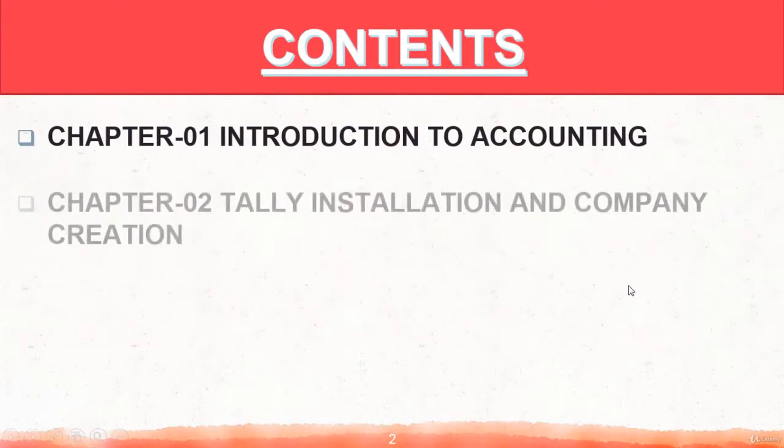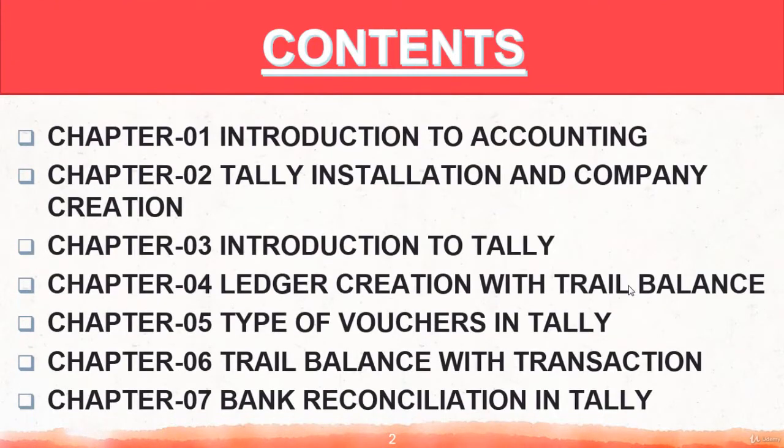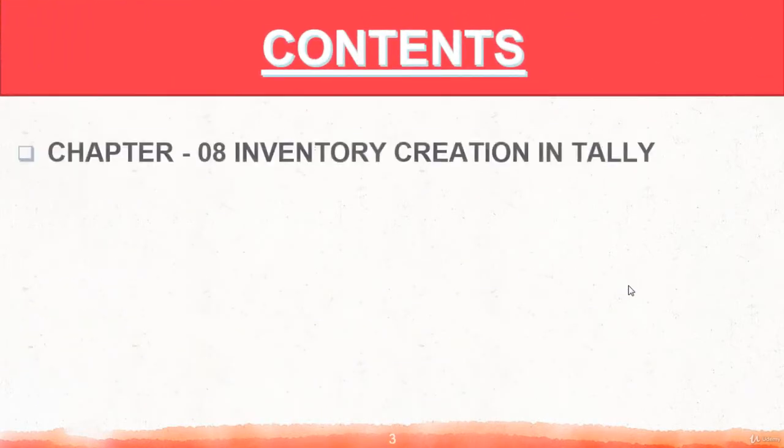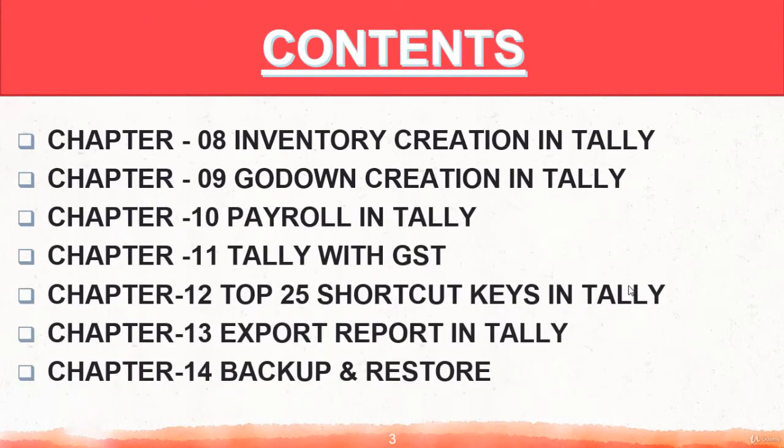The course covers 14 chapters. Chapter 1 is Introduction to Accounting. Chapter 2, Tally Installation and Company Creation. Chapter 3 is Introduction to Tally, and Chapter 4, Ledger Creation with the Trial Balance. Chapter 5, Types of Vouchers in Tally. Chapter 6, Trial Balance with Transactions. Chapter 7, Bank Reconciliation in Tally, Chapter 8 is Inventory Creation, and Chapter 9 is Godown Creation.